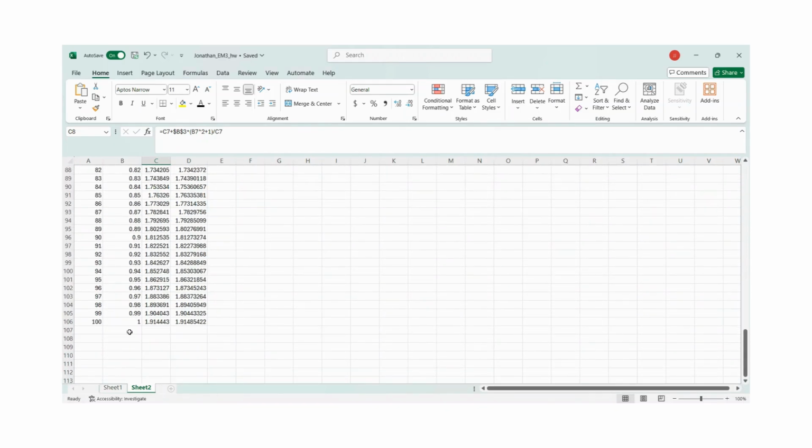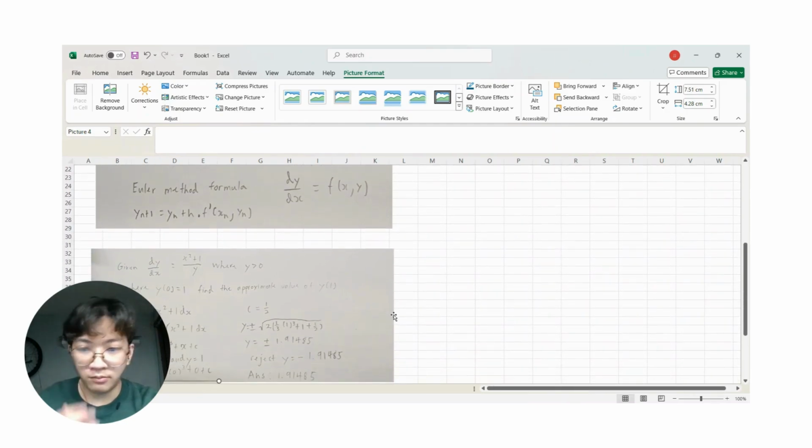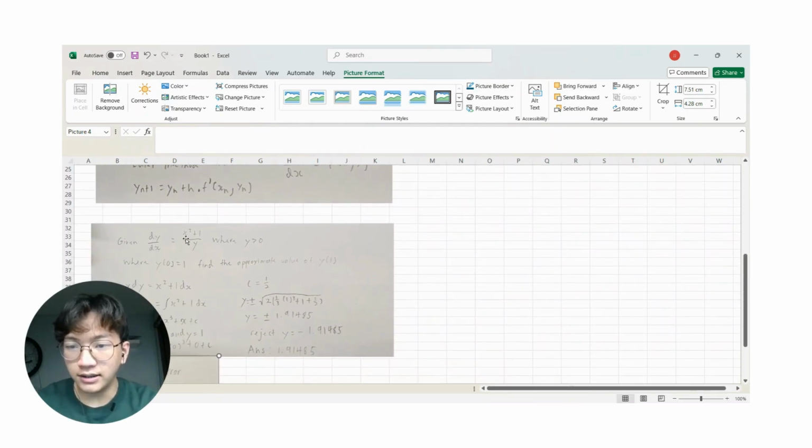Using this Excel, we can even calculate the actual value using this formula, where x equals 1, y(1) equals 1.91485422. But calculating it on paper, given that dy/dx equals (x squared plus 1) over y, where y is bigger than 0, y(0) equals 1, find the approximate value of y(1). So using this formula, you get y equals plus or minus 1.91485. We reject the negative because we are given y(0) equals 1. This tells us the solution must go through a positive value at x equals 0.